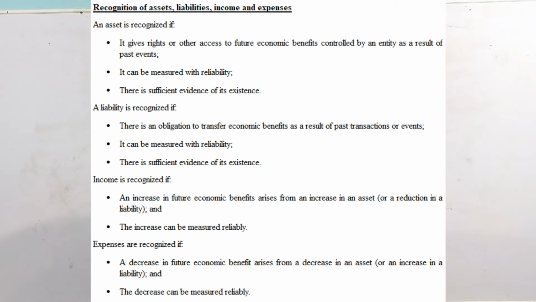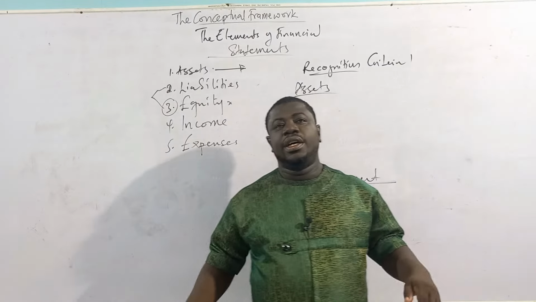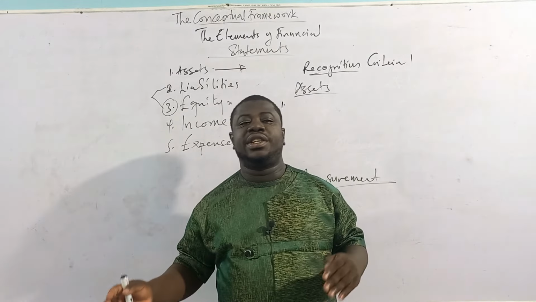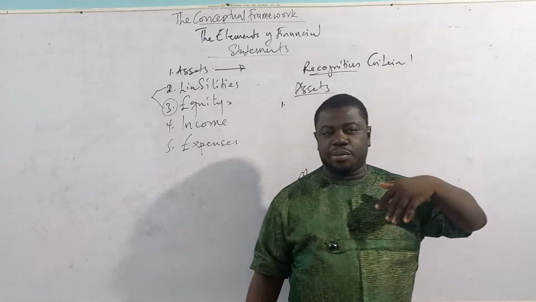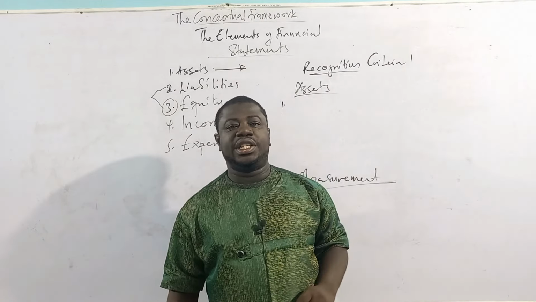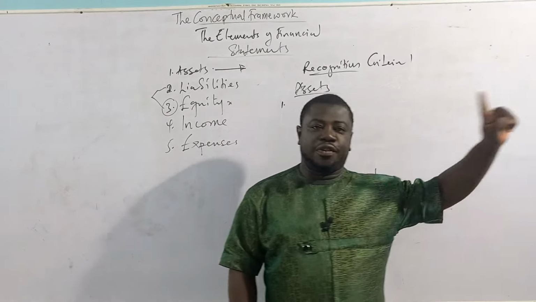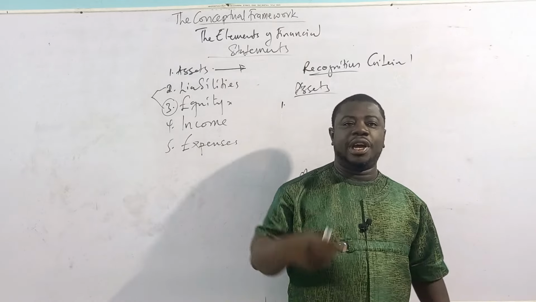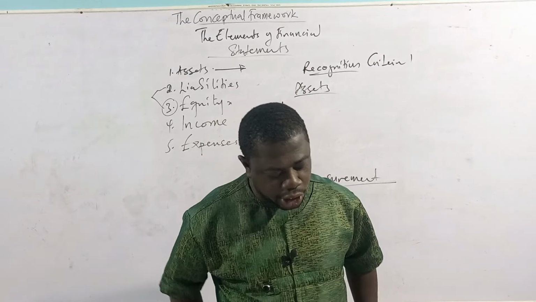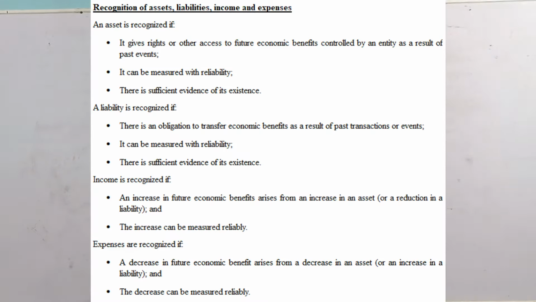If you look at the liability, it is similar: there is an obligation to transfer economic benefits as a result of past events. When the asset recognition criteria is that there will be an inflow of economic benefit, the liability recognition criteria is that there will be an outflow of economic benefit. But for both of them, the cost should be measured reliably, and there should also be sufficient evidence of its existence.